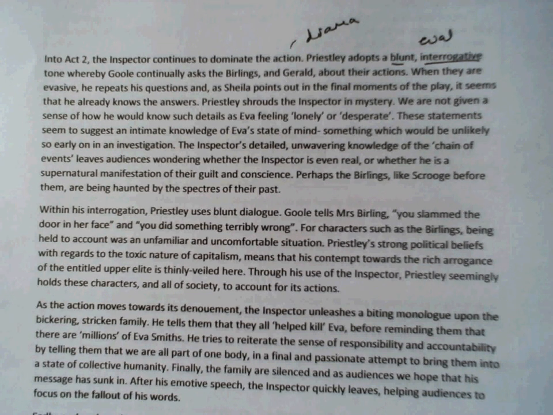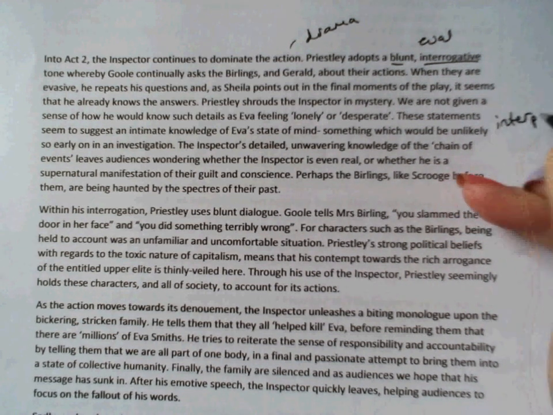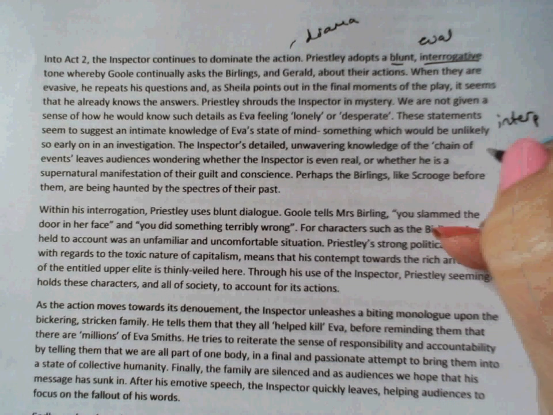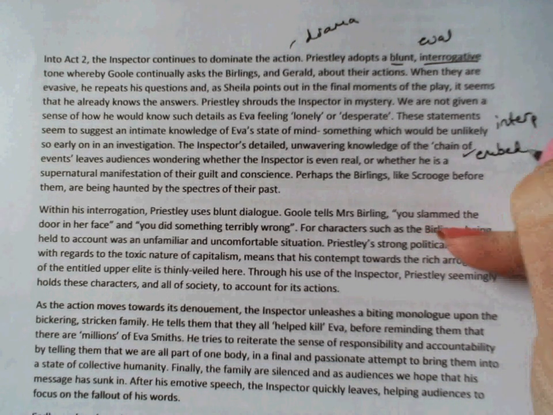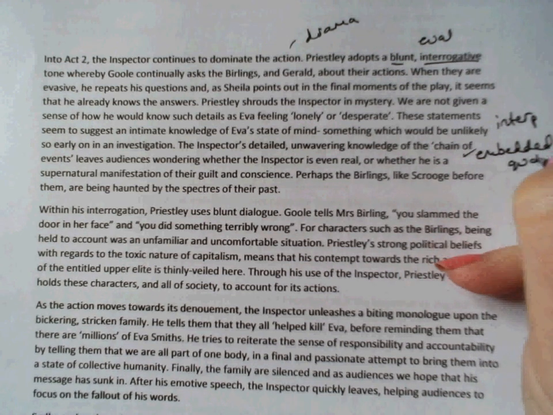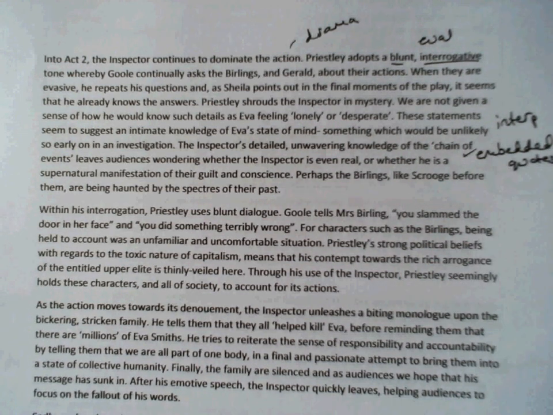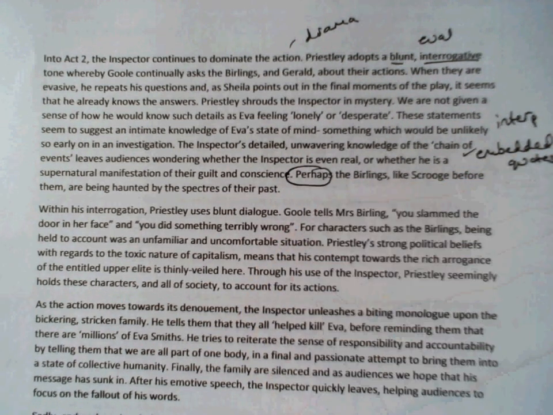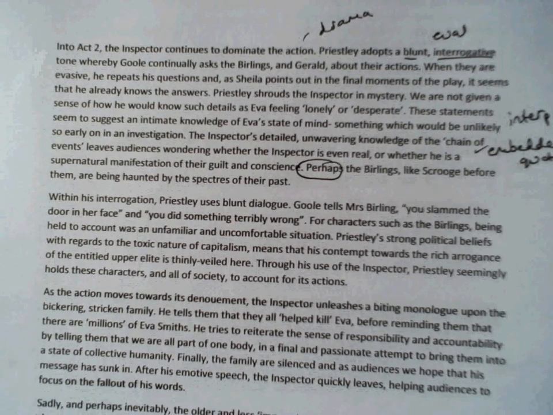Priestley shrouds the inspector in mystery. We're not given a sense of how he would know such details as Eva feeling lonely or desperate. These statements seem to suggest an intimate knowledge of Eva's state of mind, something which would be unlikely so early on in an investigation. So there's my sense of interpretation and analysis around this character here. The inspector's detailed and unwavering knowledge of the chain of events, really nice if you can get embedded quotes in, leaves audiences wondering whether the inspector is even real or whether he's a supernatural manifestation of their guilt and conscience. Perhaps, possibly, potentially, the Birlings, like Scrooge before them, are being haunted by the spectres of the past.